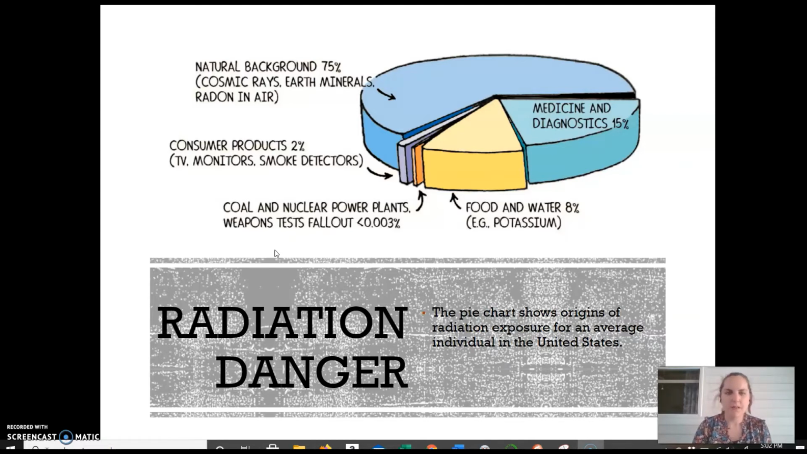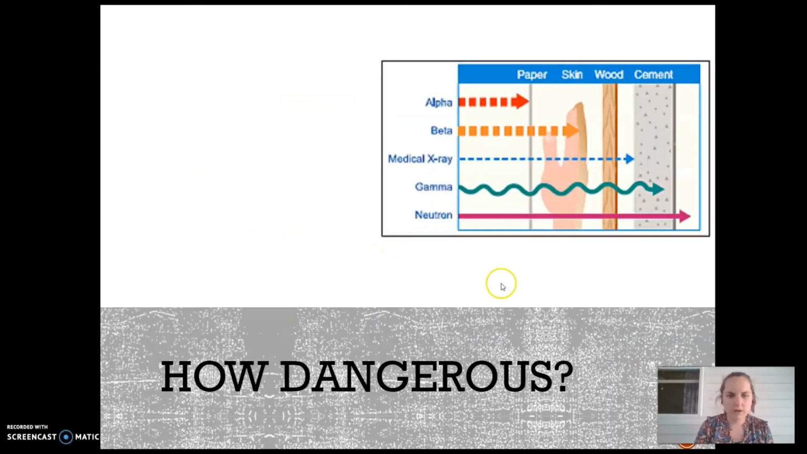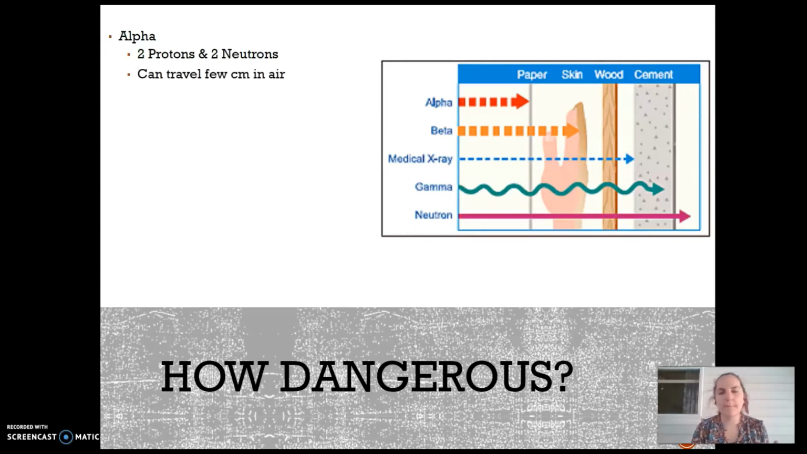And so when we are looking at how dangerous our alpha, our beta, and our gamma rays are, it's really important to look at their makeup, right? So alpha, again, is 2 protons and 2 neutrons. And so, like I said, they have a lot of mass compared to other things within your atom. And so what that means is they don't travel very far.